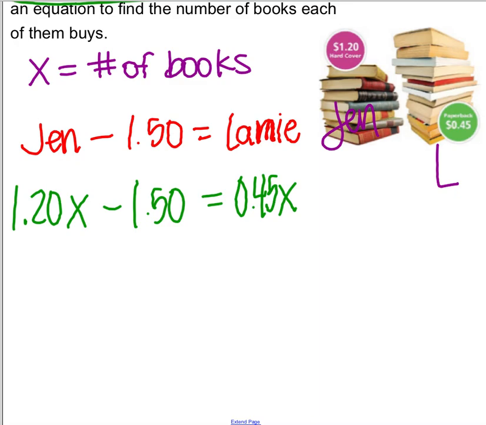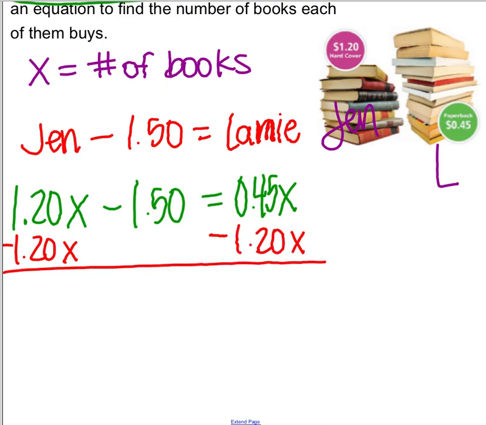How many books did they buy? So let's bring our variables together. And so I'm going to subtract $1.20x on both sides. Okay. So I'm left with negative $1.50 is equal to, what's 45 cents minus $1.20? Negative 75 cents.